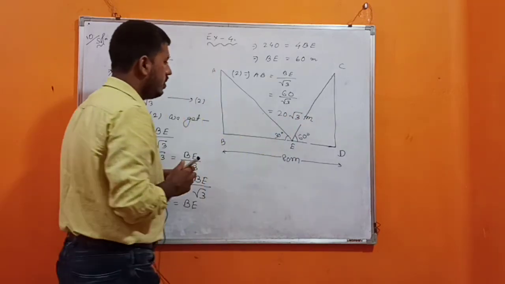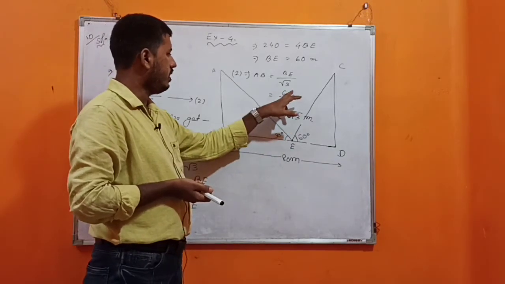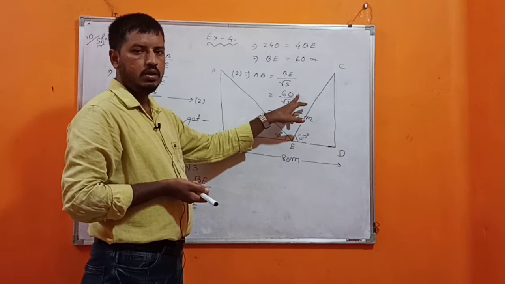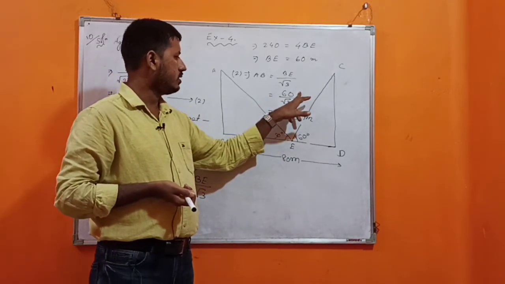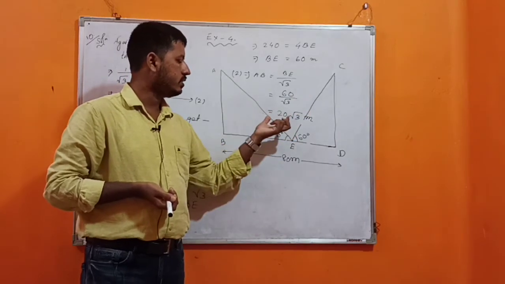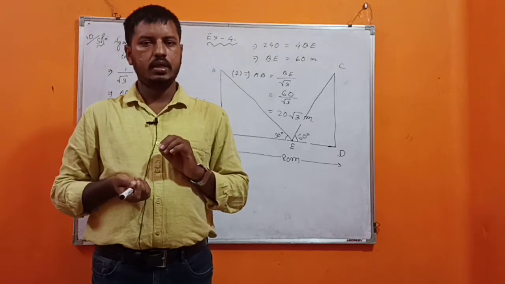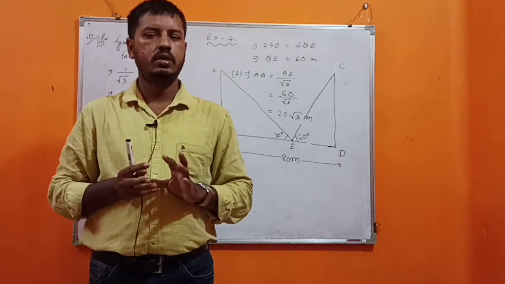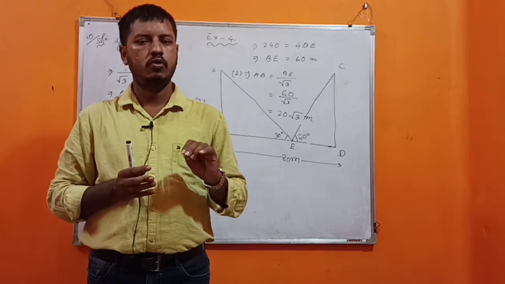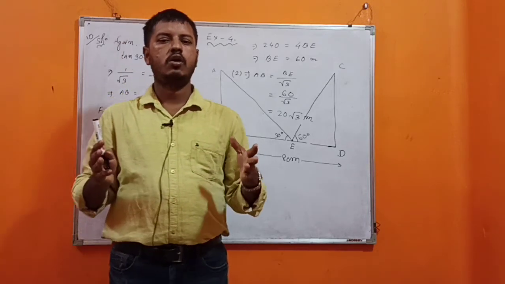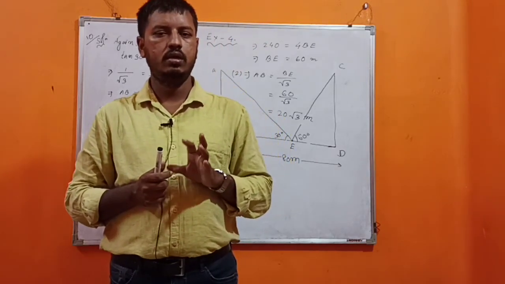If you face a problem understanding how it becomes 20 root 3, I am saying again: 60 can be written as 20 into 3, and 3 can be written as root 3 into root 3, and one root 3 cancels from the numerator and denominator, and the answer is 20 root 3 meters. In the next line you write: the height of the poles is equal to 20 root 3 meters, because the two poles are of equal height.